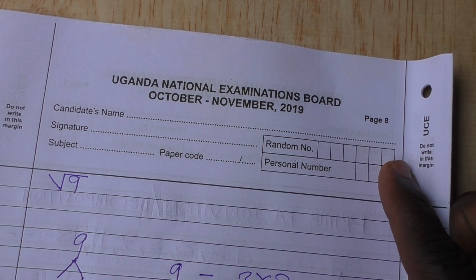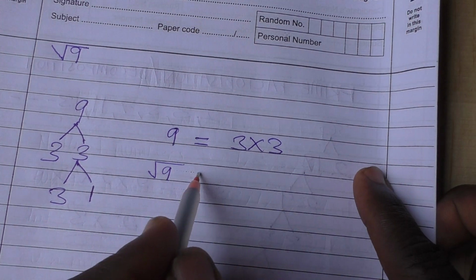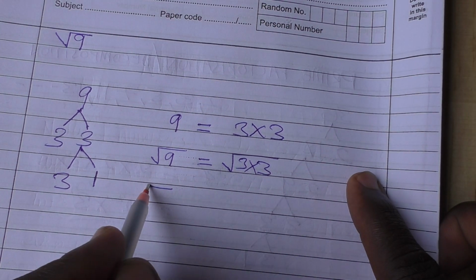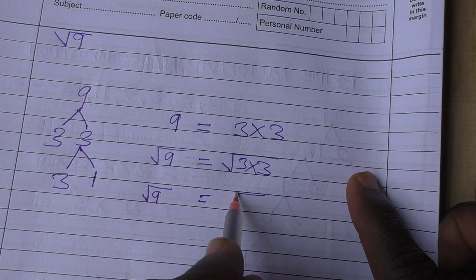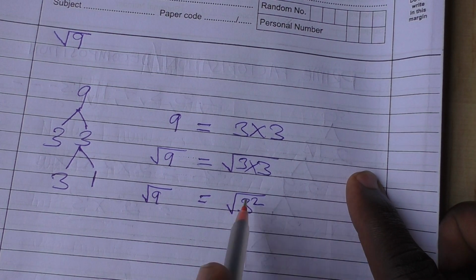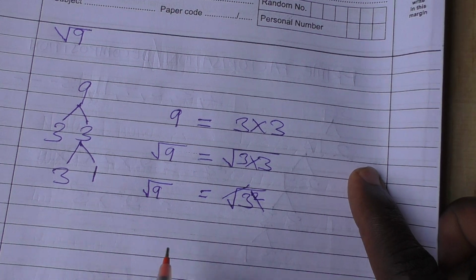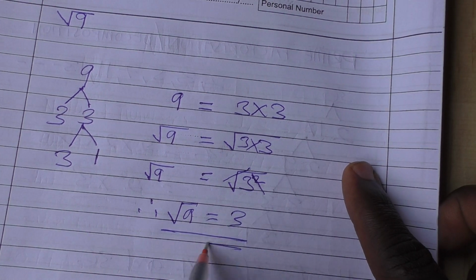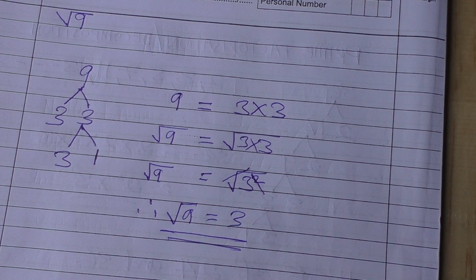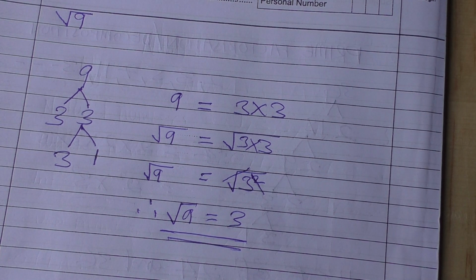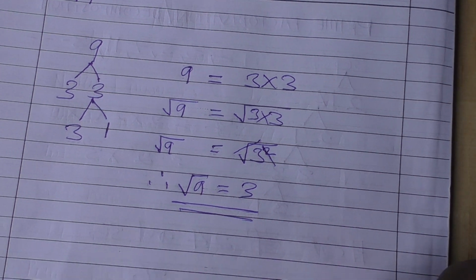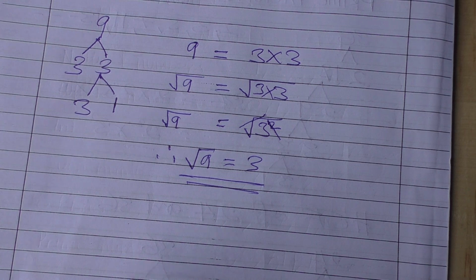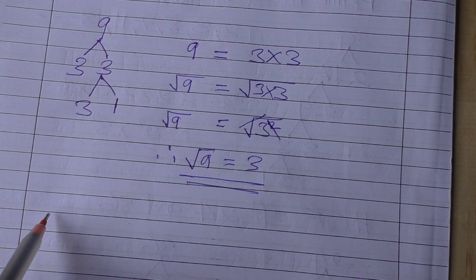But the square root of 9 is given by the square root of 3 times 3, which gives us the square root of 3 squared. Then the square cancels with the root. Therefore, the square root of 9 is 3. That is how we use prime factorization to get the square root of a number. Let us also look at another number.